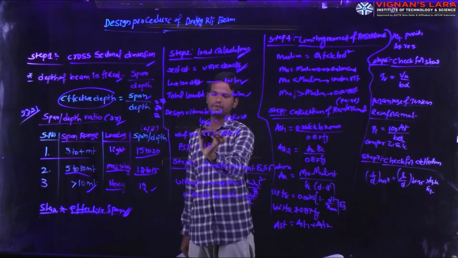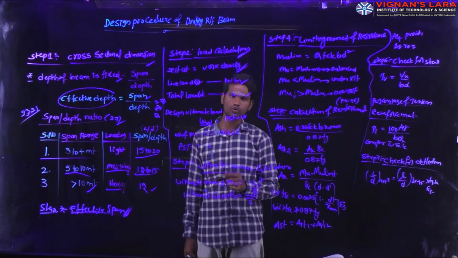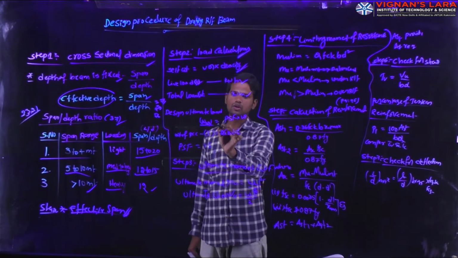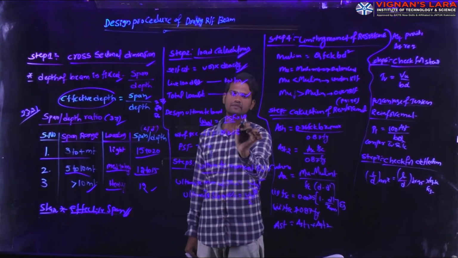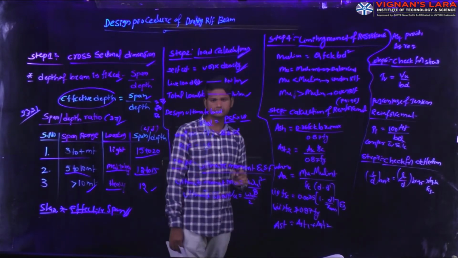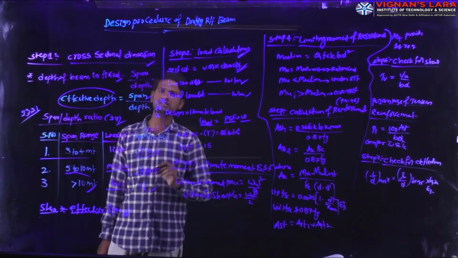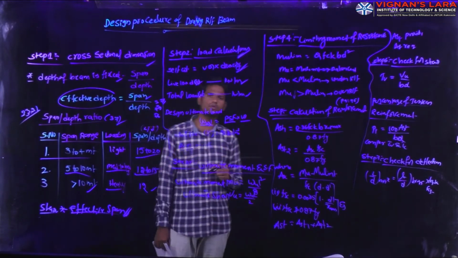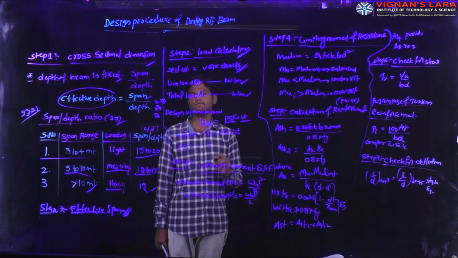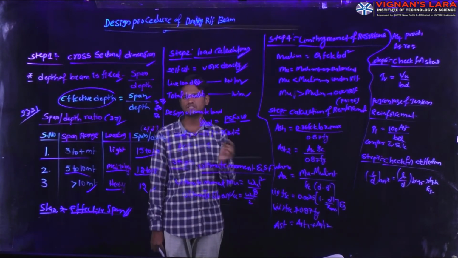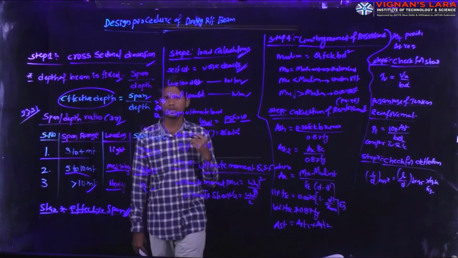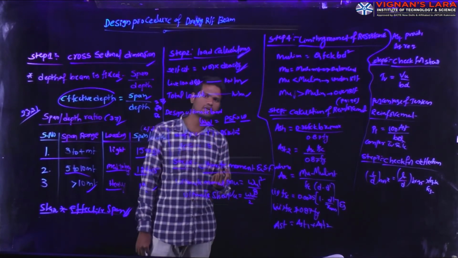The design ultimate load, we are naming it as WU. The design ultimate load WU equals partial safety factor into total load. Again, this partial safety factor for different types of loading condition, how we are taking for limit state of collapse, for limit state of serviceability, already we are considering it from the IS 456 2000.